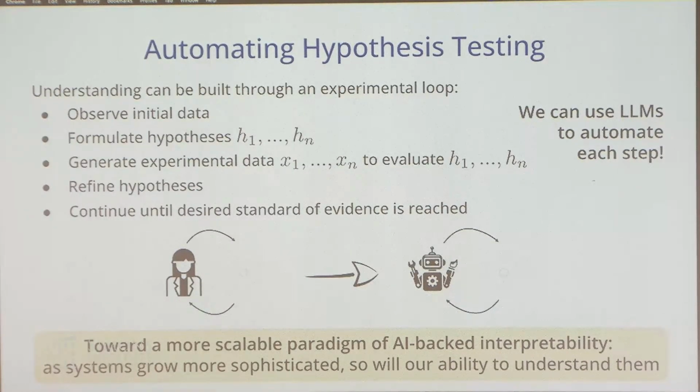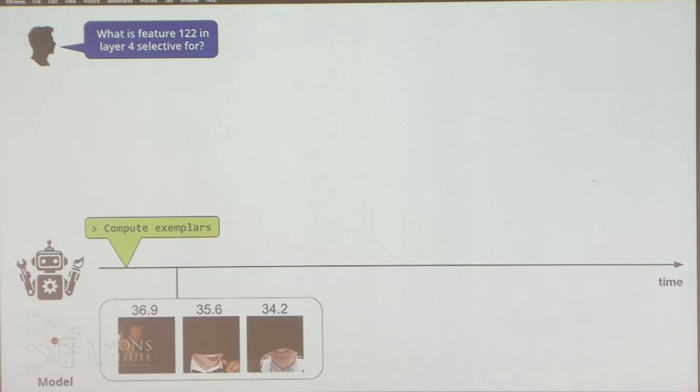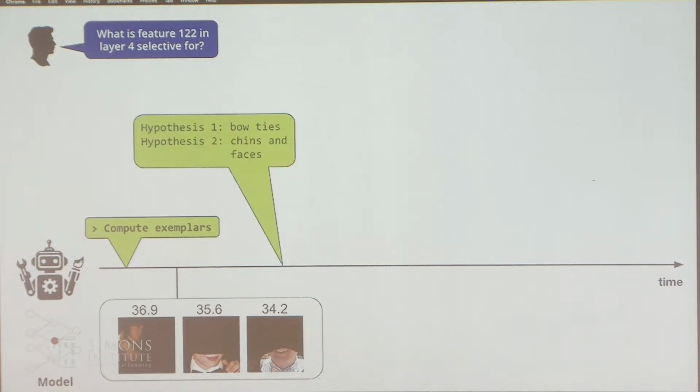And imagine we had an interpretability agent that functioned like this. We could ask it a question that we were asking a moment ago of the Milan system and say, oh, what's feature 122 in layer 4 of our model selective for? And maybe this ideal interpretability agent would go off and write some code or call a tool or perform some magic and compute exemplars from the ImageNet data set that maximally activate this neuron. It would return them. It would take a look at them and their activation values, and then make some hypotheses about what the unit might be doing.